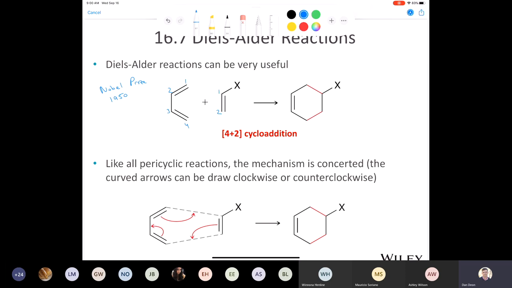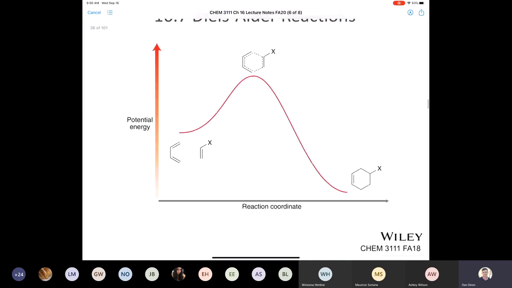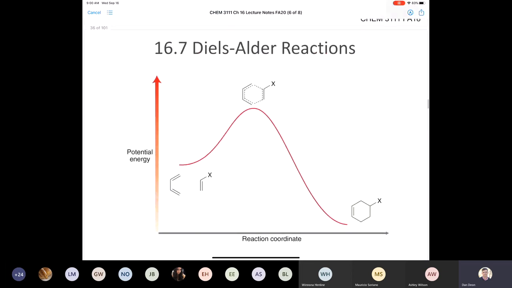The curved arrows can be drawn clockwise or counterclockwise. It doesn't matter. You can see that here they've drawn them clockwise. If you were to draw them counterclockwise, so going like this, 1, 2, 3, like that, that's perfectly acceptable as well. Nobody cares whether you draw the arrows clockwise or counterclockwise. You're like, nobody cares. I like the sound of this, okay?